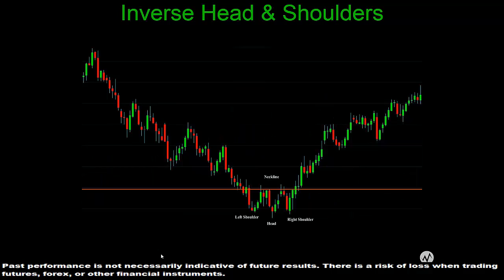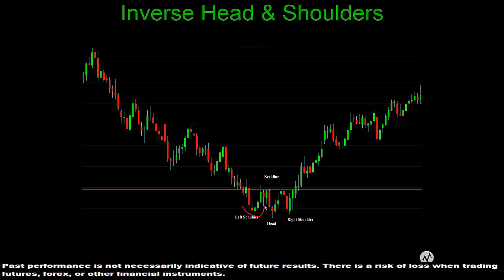That's the head and shoulders. We'll go ahead and look at the inverse head and shoulders. This looks a little bit better. It's pretty tight, and it doesn't have that wide spread like the other one. I think this is the Aussie Loonie cross on a daily chart here. But as you can see, the same concept here.